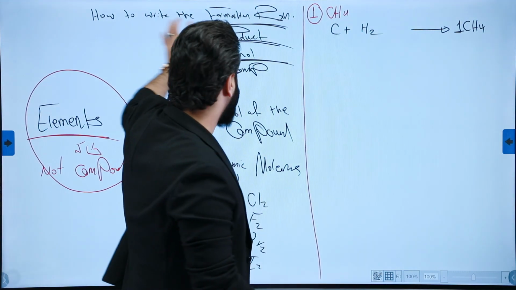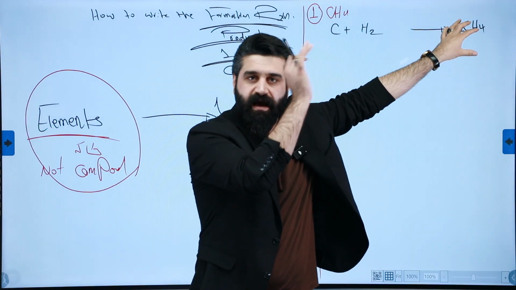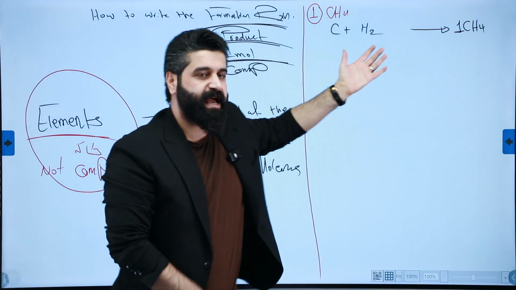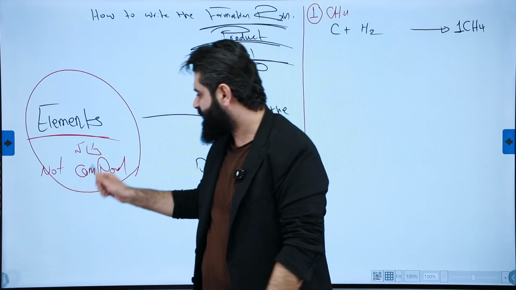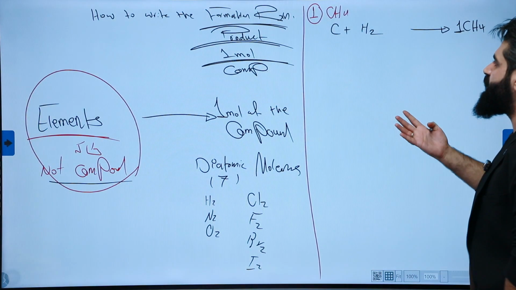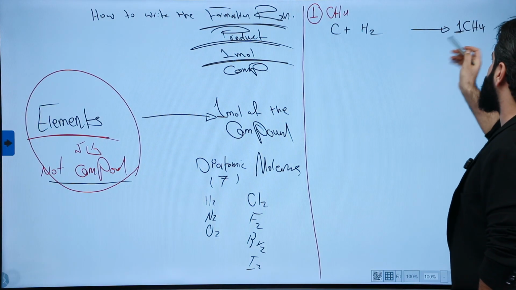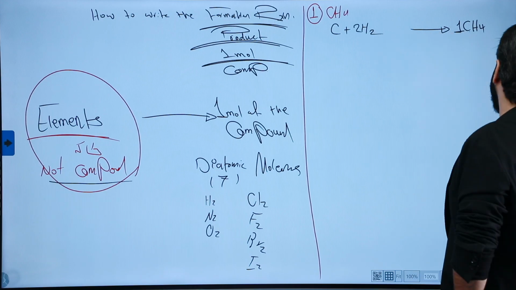So in formation reaction, again, 1 mole of the compound must be written at the product side. At the reactants, you need to have the elements, not the compound. Not compound. Then try to balance the equation. 1 carbon, 4 hydrogens, multiply this by 2. Done.